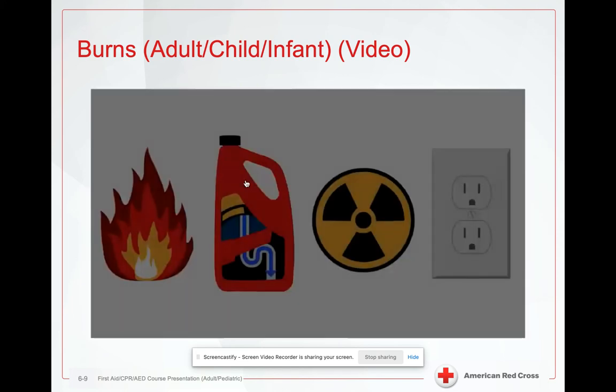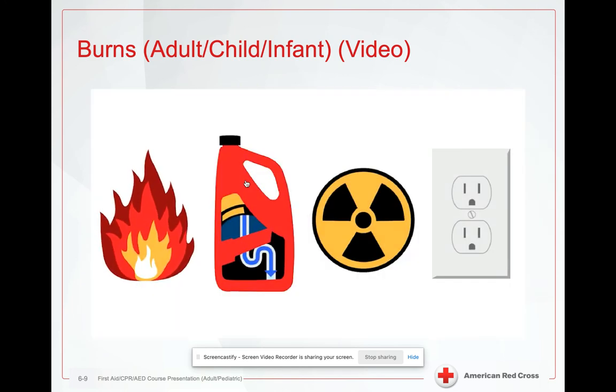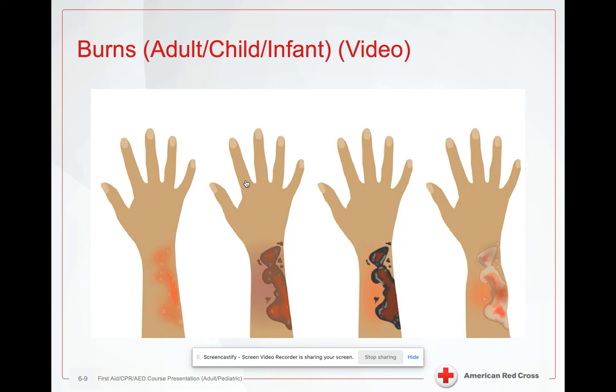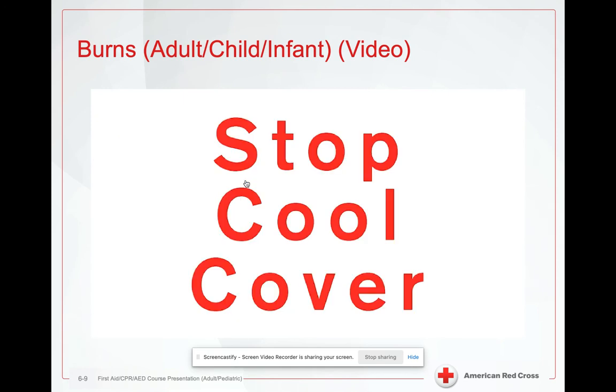Okay, moving on to burns. Burns can be caused by contact with extreme heat, chemicals, radiation, or electricity. Burned areas can appear red, brown, black, or white. You may see swelling, blisters, or both. To care for any type of burn, remember 3 simple steps: stop, cool, cover.